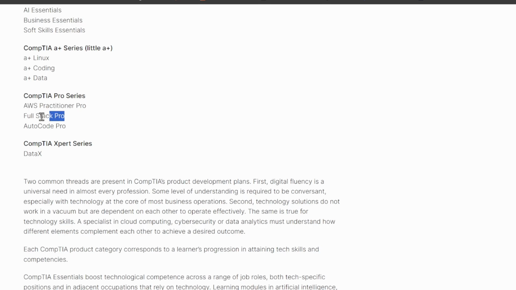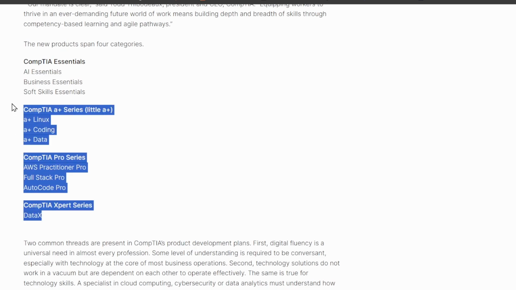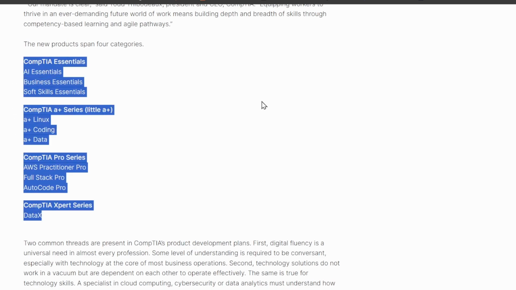So yeah, there's that. There's Full Stack Pro, and there's a lot of different places where you can get full stack coding certifications. And then there's AutoCode Pro. I'm kind of curious what is going to be included in AutoCode. But yeah, they're ambitious. They're trying to make their money though.